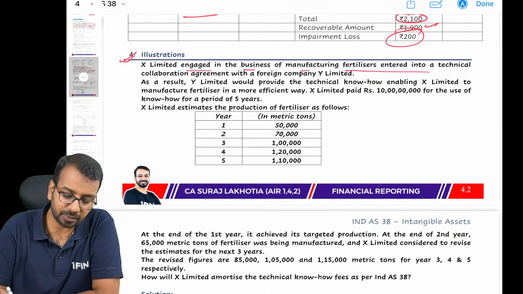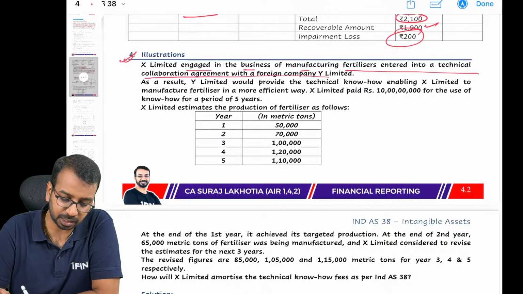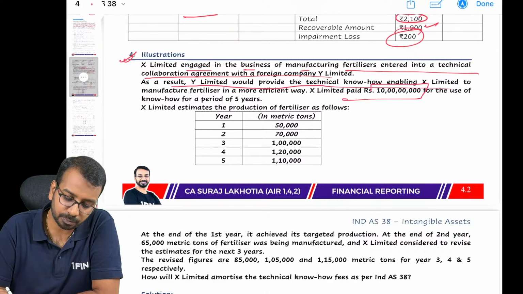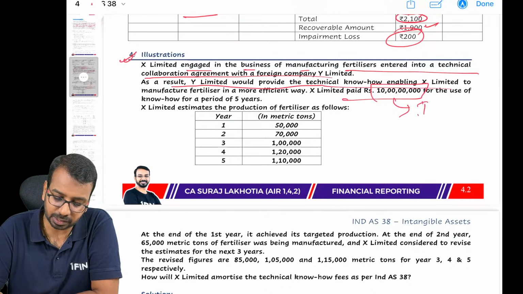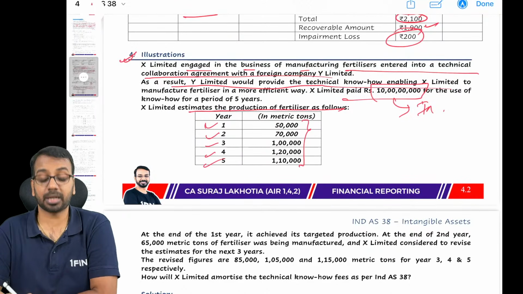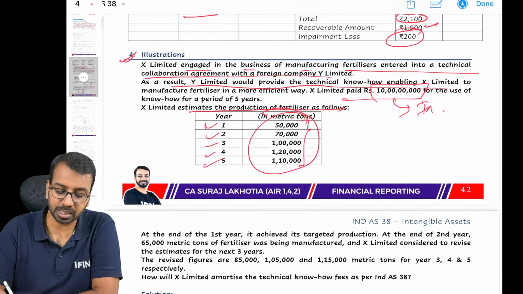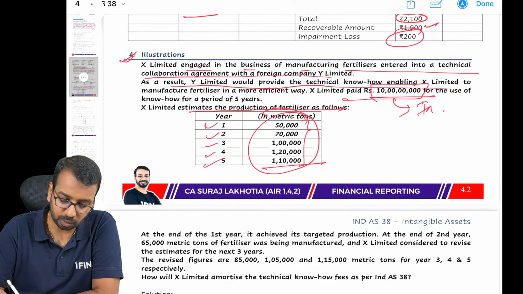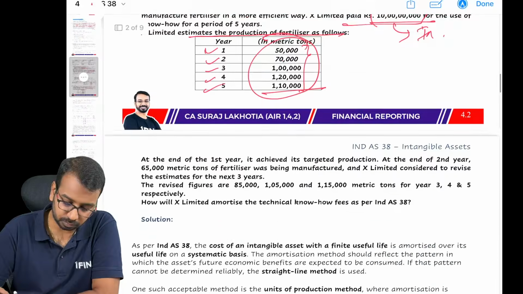Engaged in the business of manufacturing fertilizers with a technical collaboration, no problem. They provide technical know-how. They paid how much? 10 crores. This is the intangible asset, and the output is expected to be like this. So every year you will do the amortization considering this output. Means 10 crores divided by, what is the total? 50, 70, no.